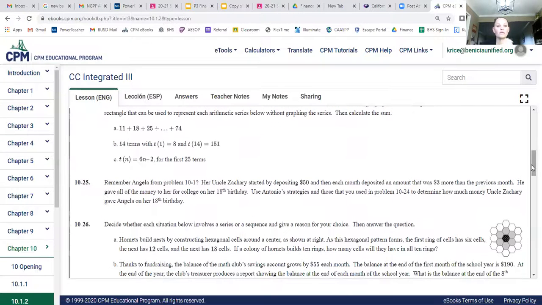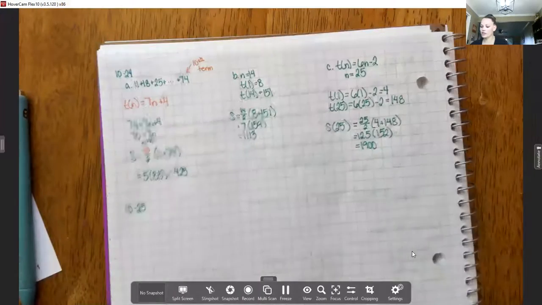All right, so this 25 says, remember Angela from problem 10-1. Her uncle Zachary started by depositing $50, then each month deposited an amount that was $3 more than the previous month. He gave all of the money to her for college on her 18th birthday. Using these strategies that we just went over, we want to know how much money Uncle Zachary gave to Angela on her 18th birthday. So we want to know on her 18th birthday, how much money she got.